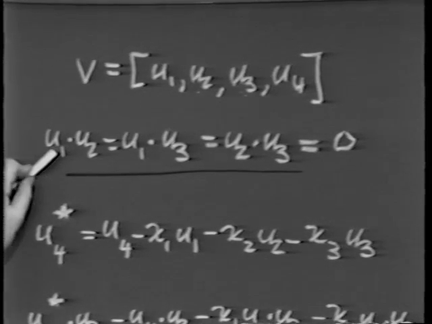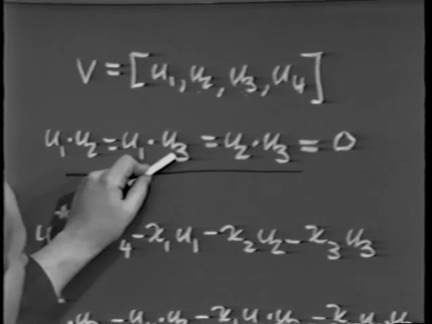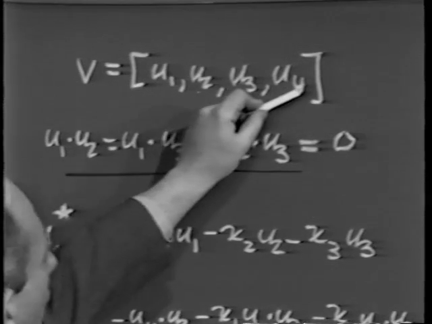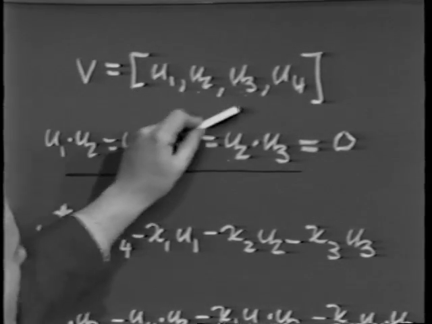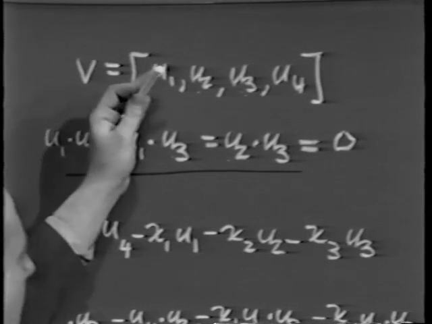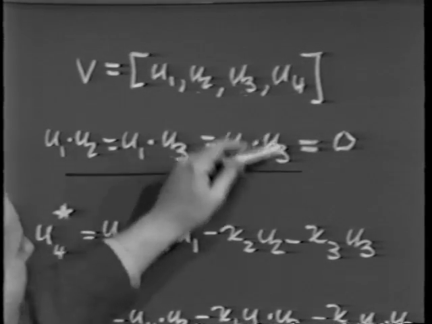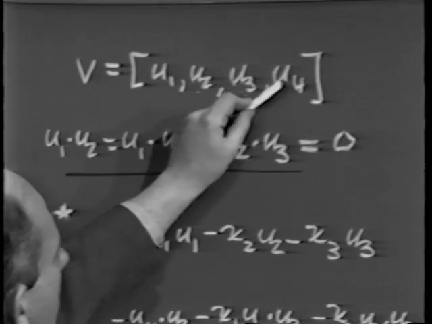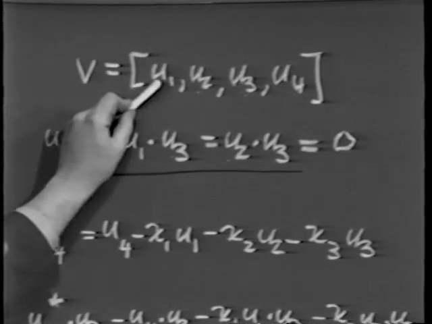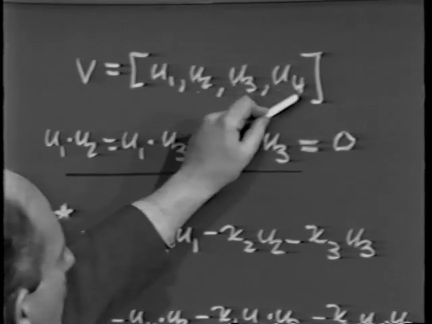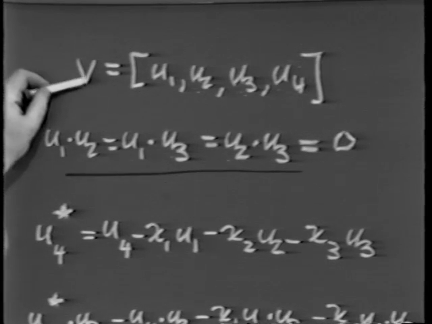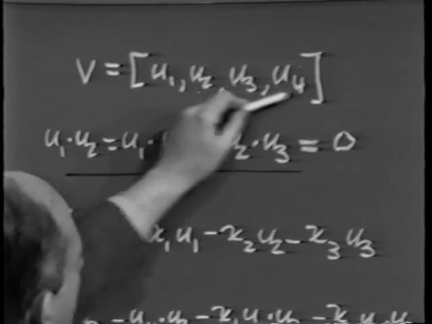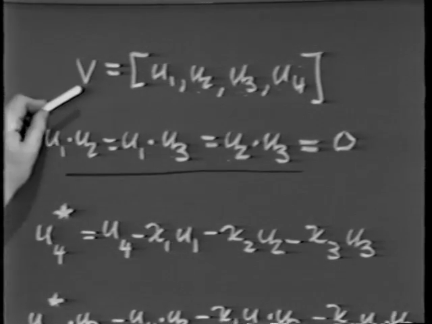That means I know that u1·u2, u1·u3, and u2·u3 are all 0. But I don't know that u4·u1, u4·u2, u4·u3 are 0 or anything like this. And the question that comes up now is, I would like to replace u4 by an equivalent vector, which I'll call u4 star, such that u1, u2, u3, and u4 star span the same space V, but that now with u4 replaced by u4 star, this becomes an orthogonal basis.